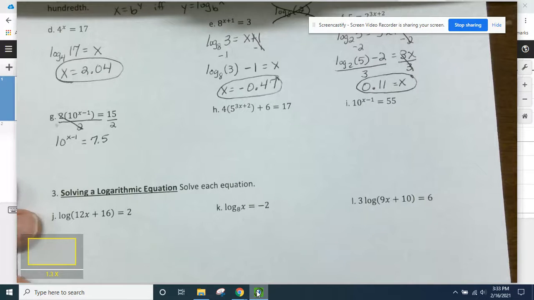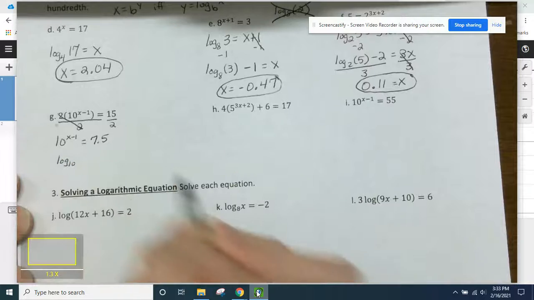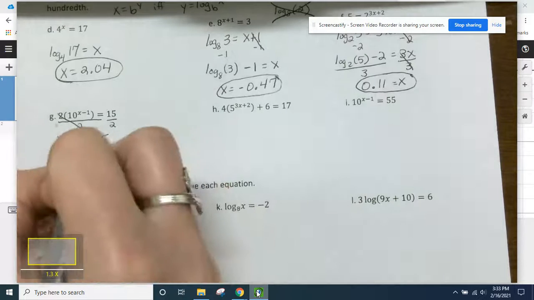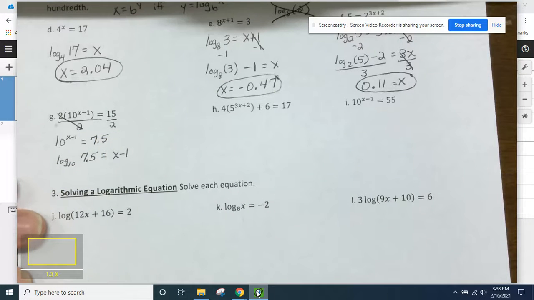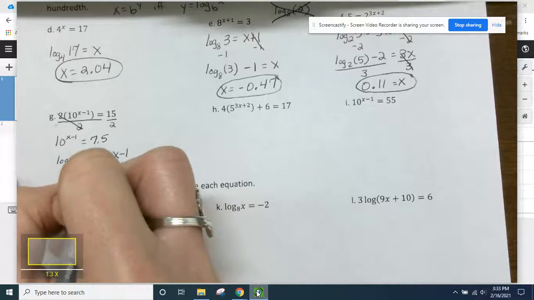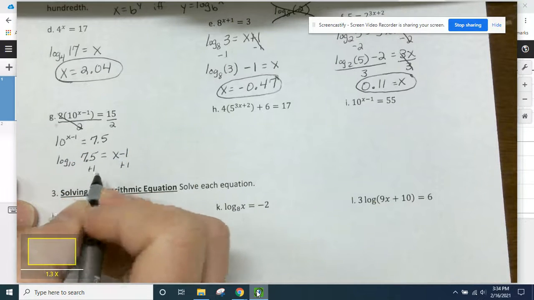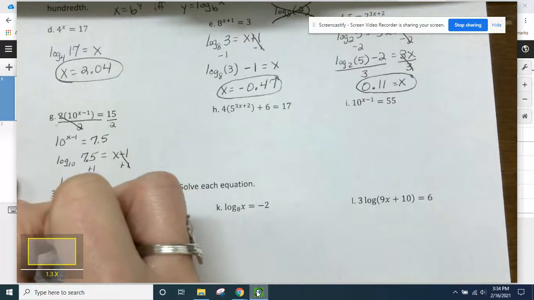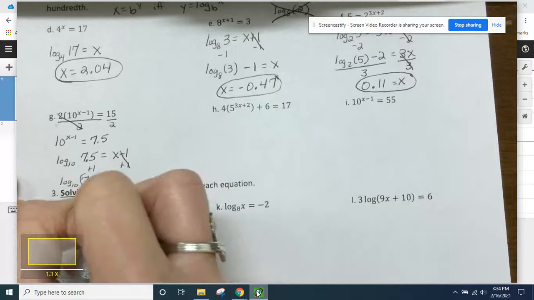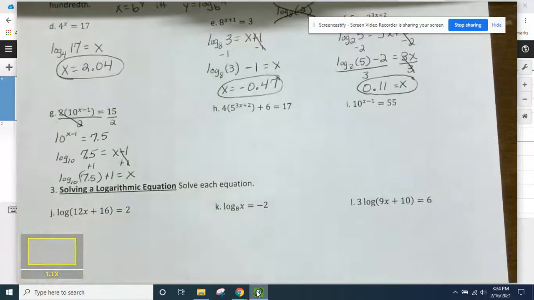Okay, now we convert it to a log. Log base 10, so that's the common log. Log base 10 of 7.5 has to equal x minus 1. Okay, this time to solve, we're going to add 1. Now again, when you add 1, you do not make this 8.5. Don't do that. So this is log base 10 of 7.5, and then we've got plus 1 on the end that equals the x. Oh, let's go type this in Desmos.